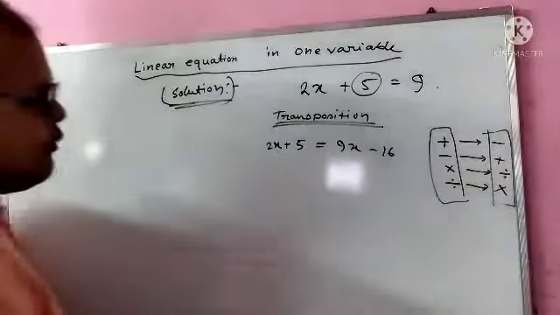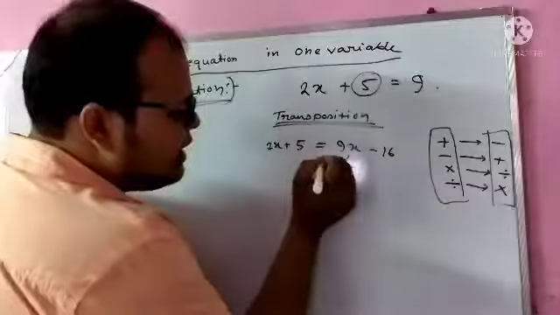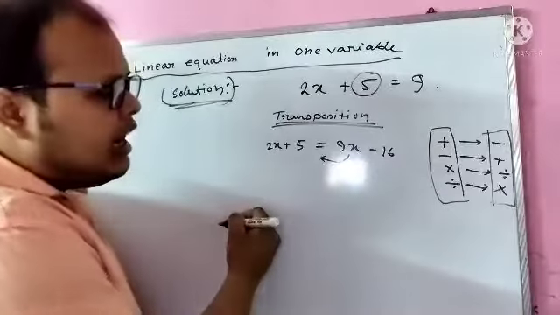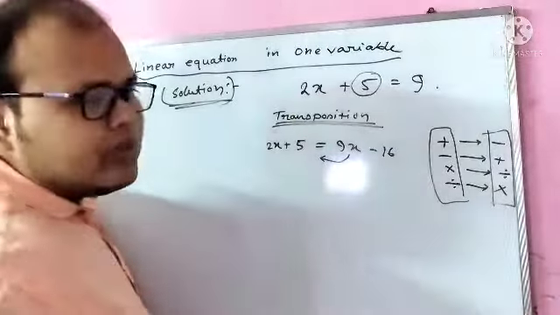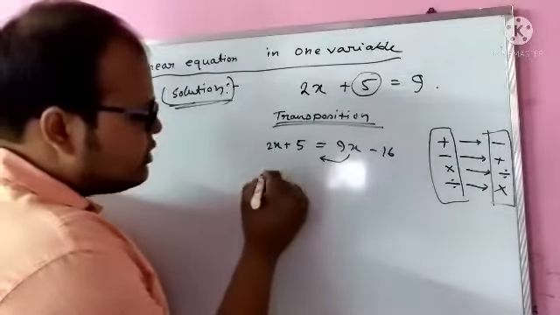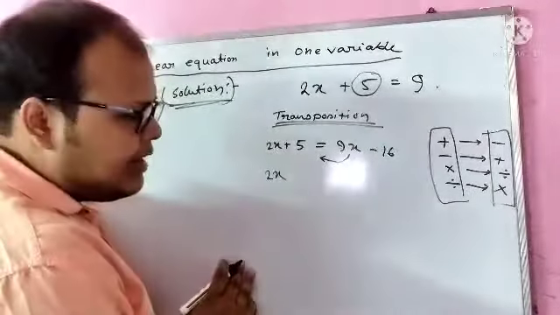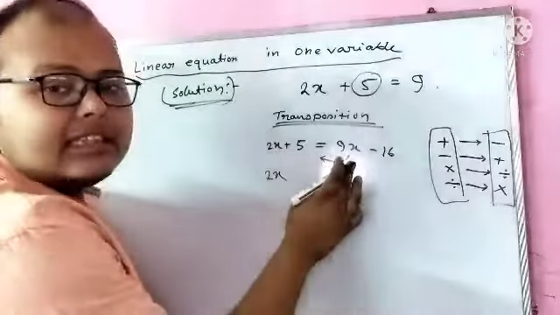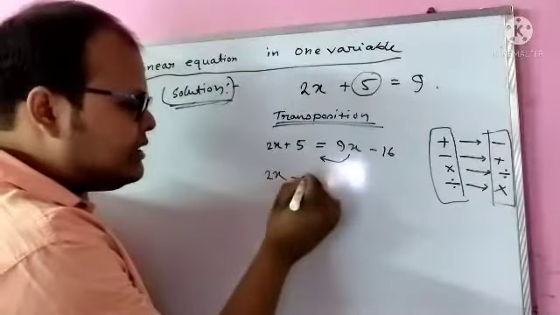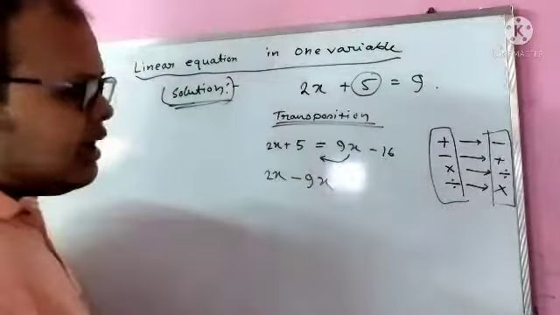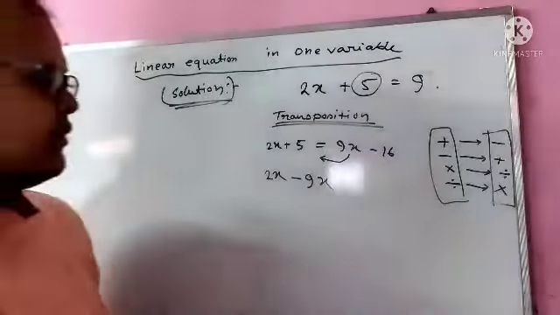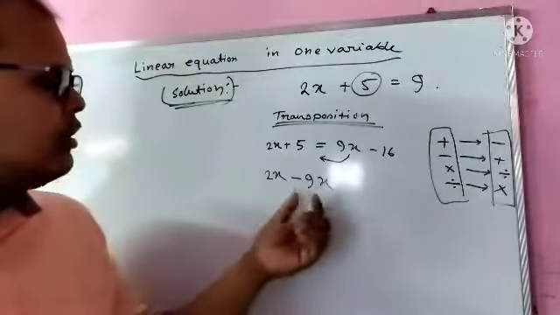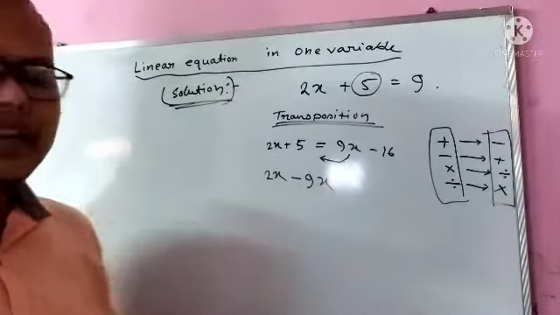Whenever I want to take this 9x to the left hand side, I have to make the transposition of 9x. 2x was already there in the left hand side. Now 9x, its transposition will be minus 9x. When it comes to the left hand side, it is converted to minus 9x, and we call this minus 9x the transposition of 9x.